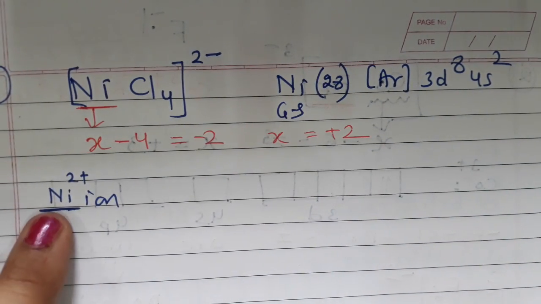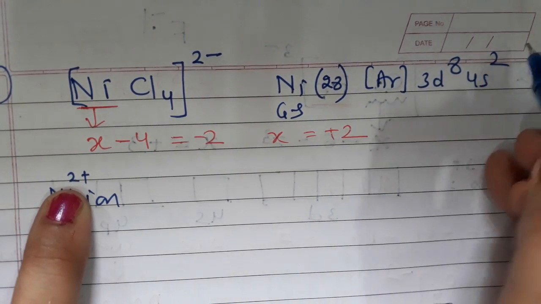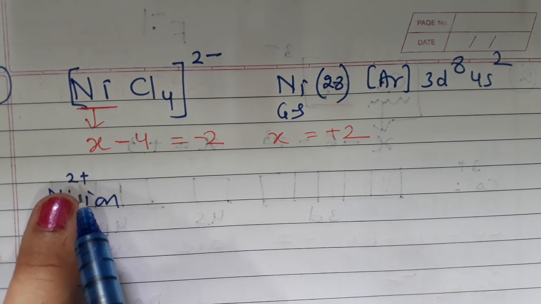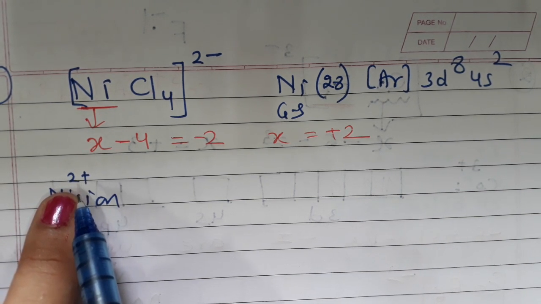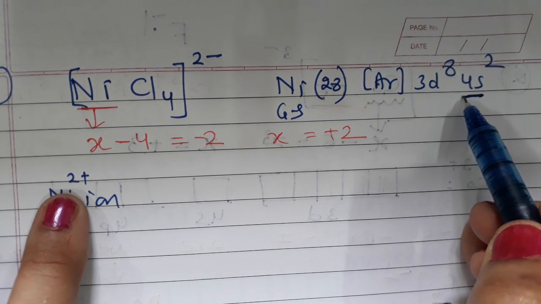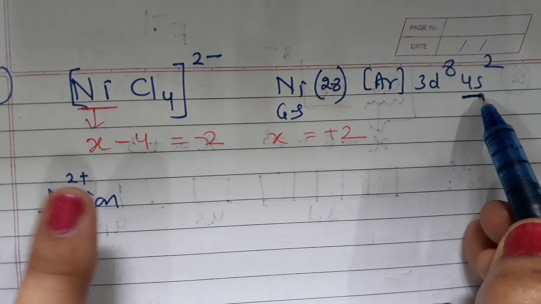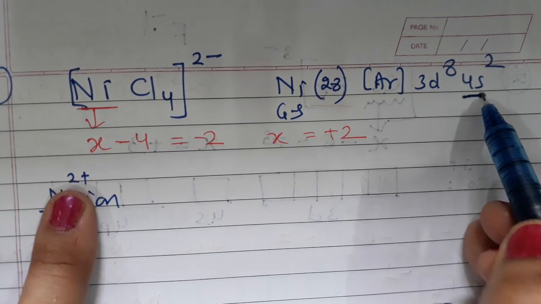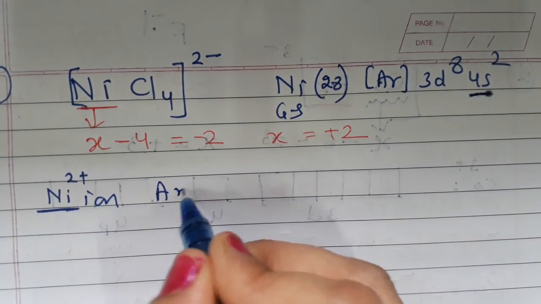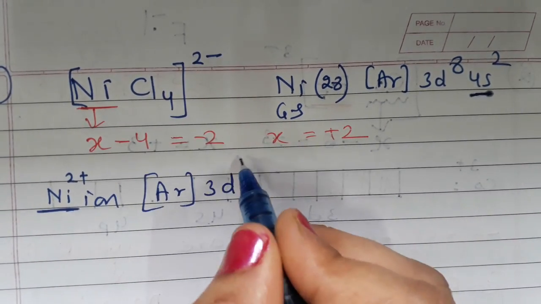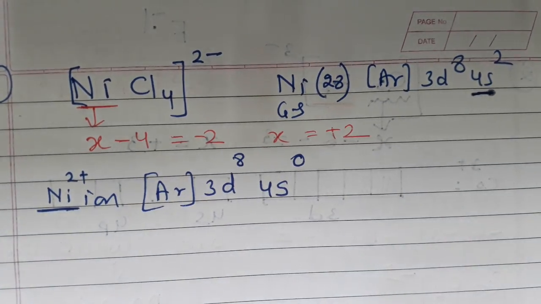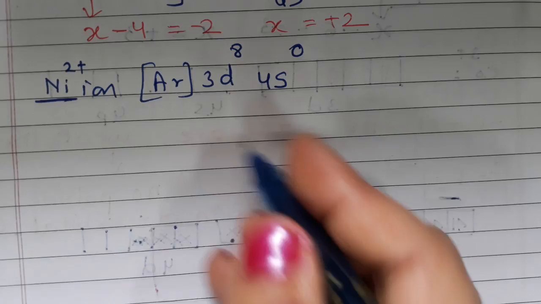Now we have to write Ni2+. Okay, see, always remember, when you have to write the electronic configuration of an ion, you have to remove the electrons from the last shell, and last shell is 4s. Okay, how many electrons you will remove? Whatever is the charge on it. So you will remove 2 electrons, so you will get Ar 3d8 4s0.